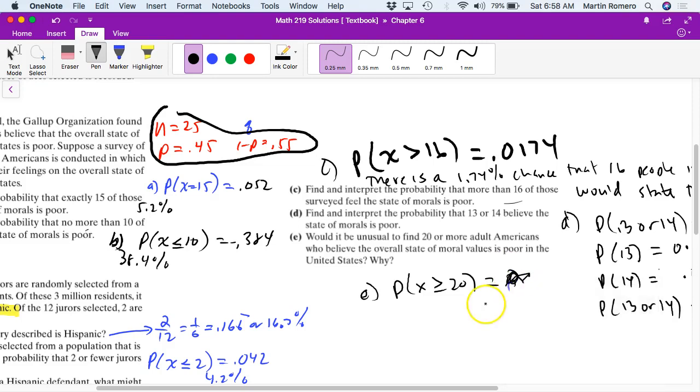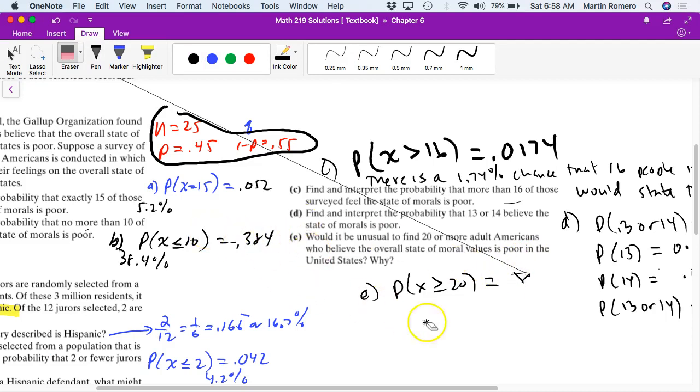Let's fix this, what's happening here? Something's going wrong with my pen. Wow. I'm not erasing right now.